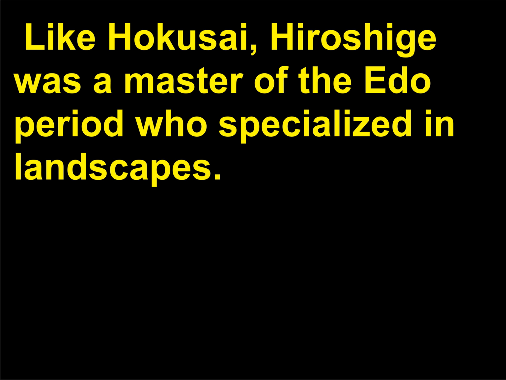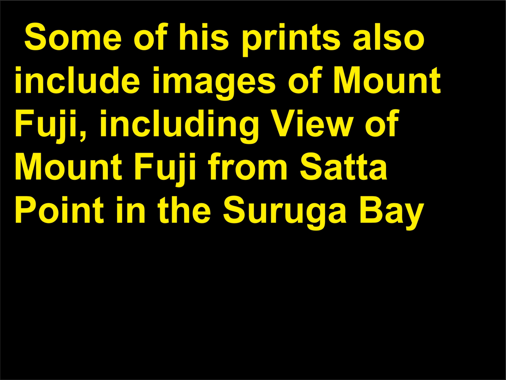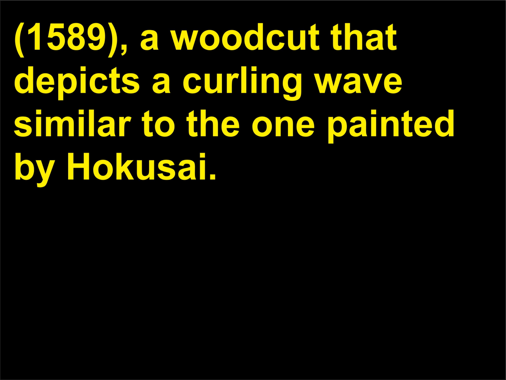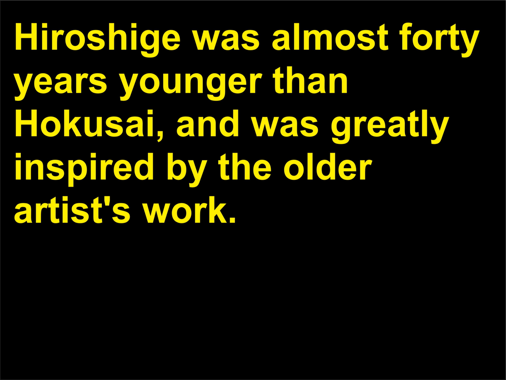Like Hokusai, Hiroshige was a master of the Edo period who specialized in landscapes. Some of his prints also include images of Mount Fuji, including View of Mount Fuji from Satta Point in the Tsuruga Bay, 1589, a woodcut that depicts a curling wave similar to the one painted by Hokusai. Hiroshige was almost 40 years younger than Hokusai, and was greatly inspired by the older artist's work.